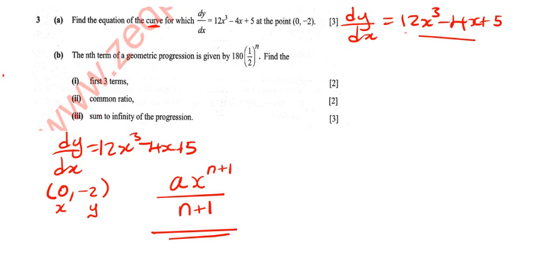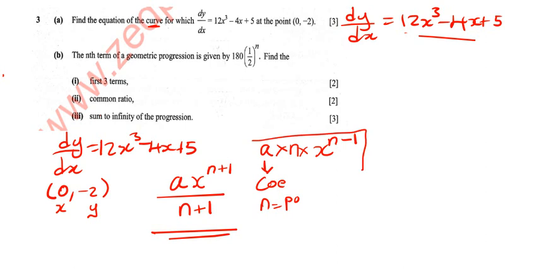And then for the differentiation, it is given by a multiplied by n multiplied by x to the power n minus 1, where a is the coefficient, n is the power, and the rule is that the power must be reduced. Now this is for finding dy over dx. So in this question, they applied this formula in order to come up with this equation.